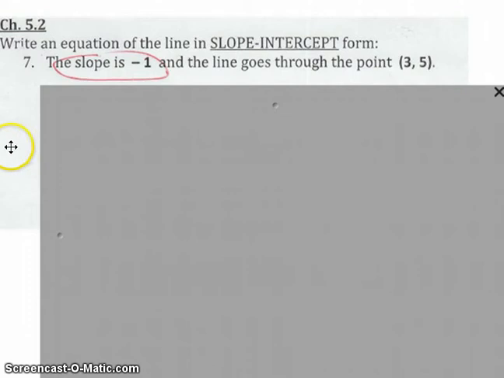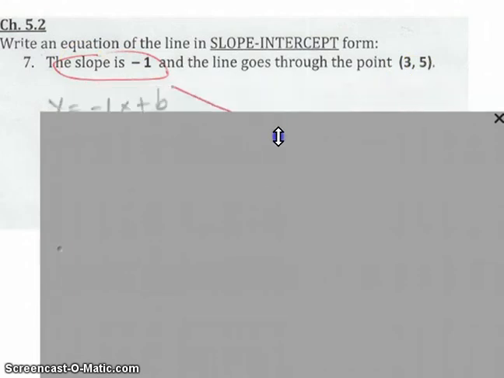Next problem. Switching to 5.2, you may remember we bounced around in the textbook at the beginning, and we went from 5.1 ahead to 5.5 and now back to 5.2. Slope-intercept form, but this time I'm given the slope and I'm given a point. I just plug it in.